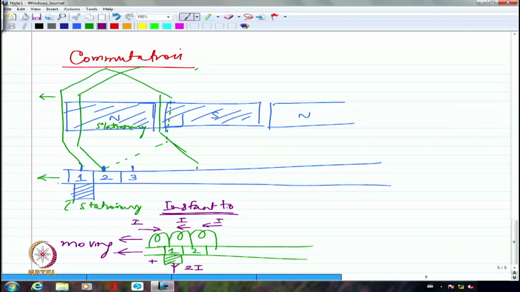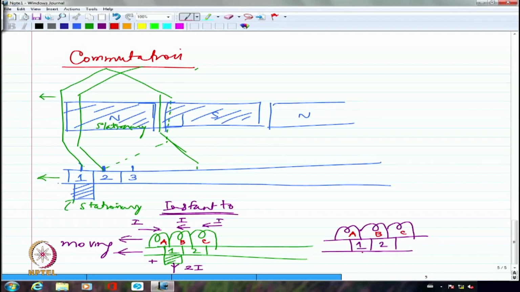When I have T0 plus delta T, or slightly there is a time that has elapsed, then I'm going to have the same commutator segments. Maybe I'm going to have this as 1, this as 2, and I'm going to have the same coils, because the coils and the commutator segments are moving together. Let me name this. Maybe this is A, this is B, this is C. Okay? Now I should say this is again A, this is B, this is C.